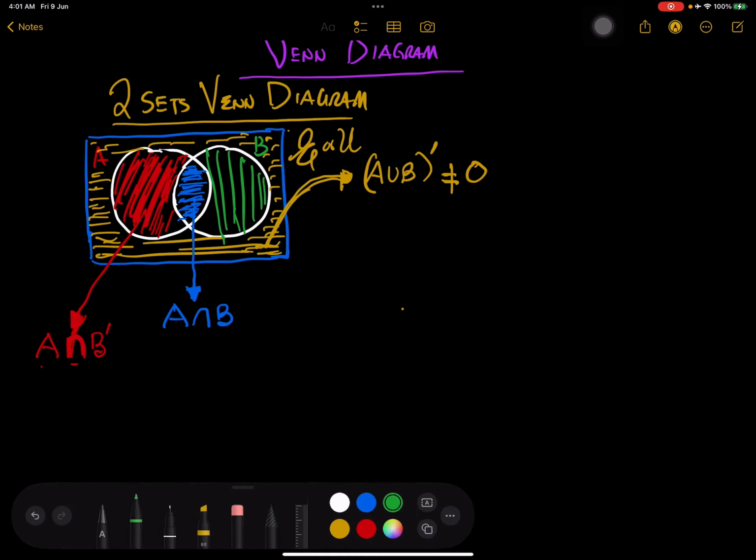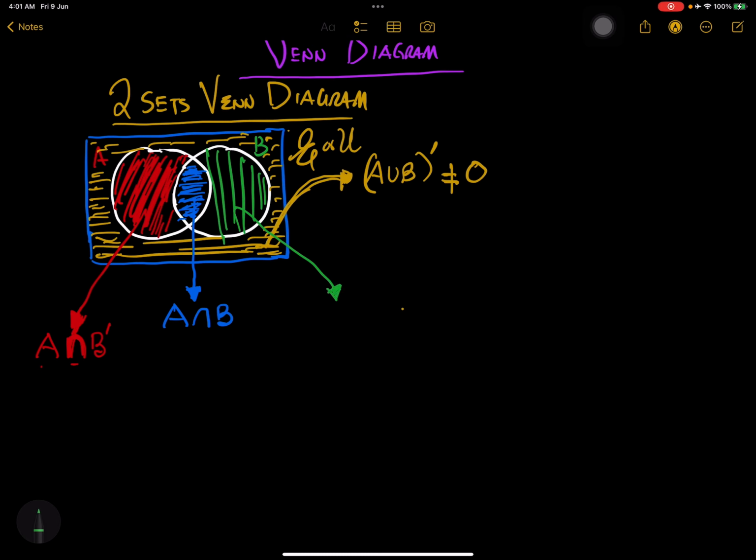Now, what about the green side here? The green side is the region of B but not A. So it is not A, the A complement. It is not in A, but it's in the universal set. Everything that you're seeing in that box is the universal set. Remember we talked about complements: they are in the universal set, but they are not part of the set in question. So this region is not A, but it is B, because it's in B.